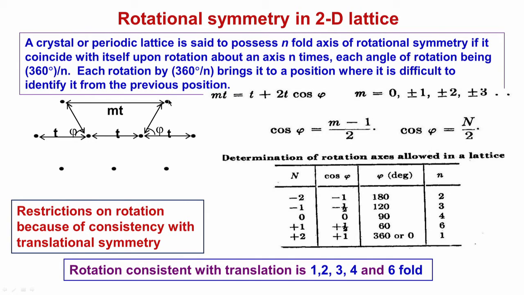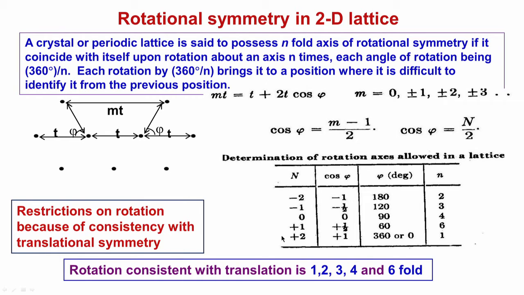Then this distance, since these are two lattice points, should be some integer times the periodicity, correct? That is, this turns out to be mt. This mt will be equal to this t plus the rotation, 2 times it has been rotated, 2t cos phi. So this will put a restriction: cos phi should be equal to (m minus 1) by 2, where m can have any value, 0, plus or minus 1, and all these values are possible. But what is essentially important is that this cos phi turns out to be n by 2, because m minus 1 is taken to be n.